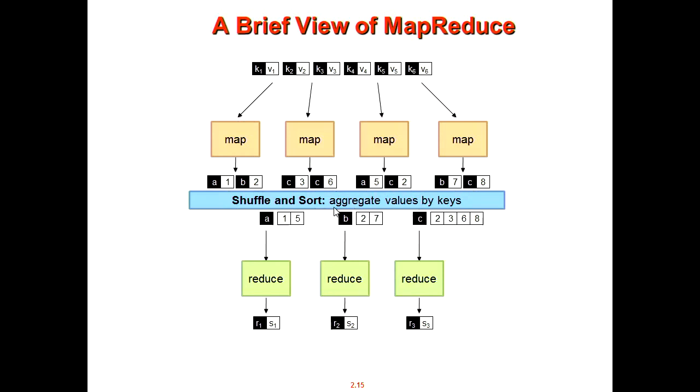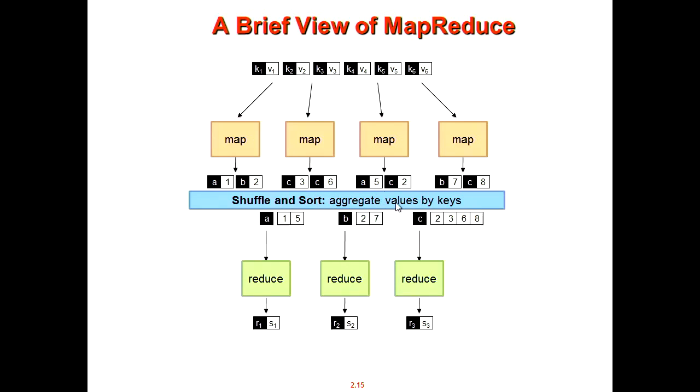It will aggregate these values by keys. Shuffle and sort means that the data will be shuffled first and then aggregated together, so the values for the same key will be grouped together. For example, A1 and A5, which are from different mappers, will be grouped together. And sort means that the keys will be sorted. Then the intermediate results will be sent to different reducers for processing.